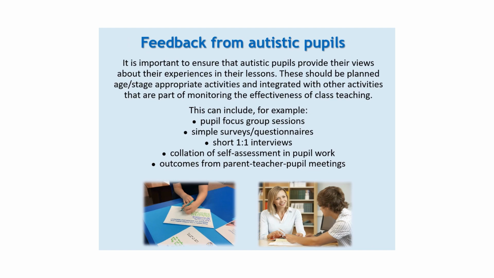Feedback from autistic pupils. It is important to ensure that autistic pupils provide their views about their experiences in lessons. These should be planned, age and stage appropriate activities and integrated with other activities that are part of monitoring the effectiveness of class teaching. This can include, for example, pupil focus group sessions, simple surveys and questionnaires, short one-to-one interviews, collation of self-assessment in pupil work, and the outcomes from parent-teacher-pupil meetings.